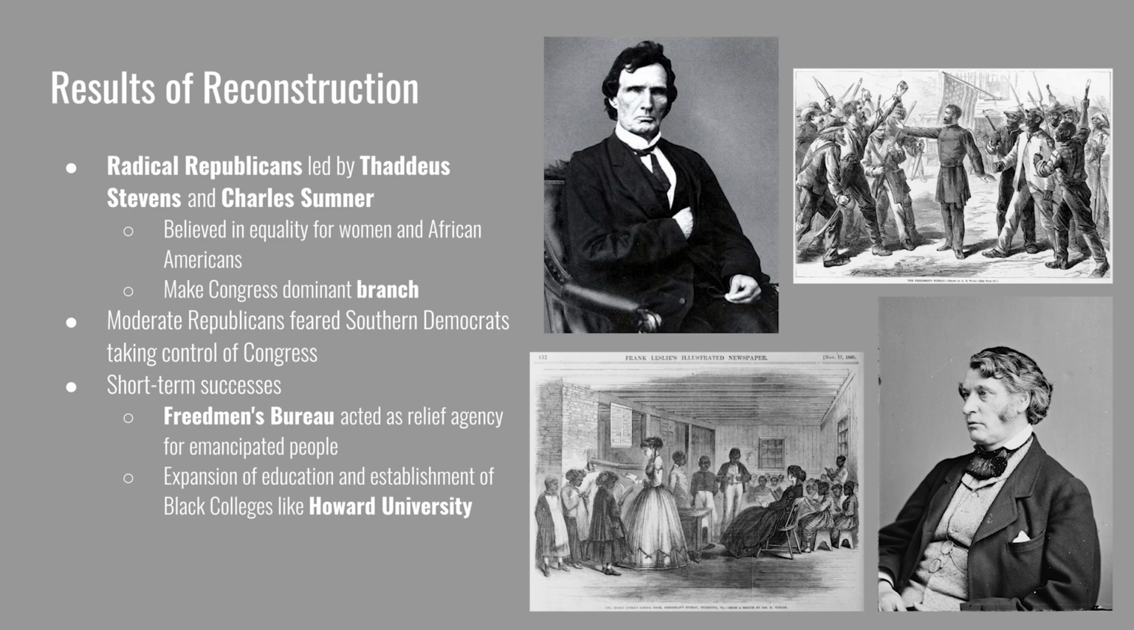That means that they have a veto-proof majority that can pass any legislation whether or not the president wants to sign it. There's also moderate Republicans in Congress, but they are going to go with the flow of the radical Republicans. They fear that the Southern Democrats could take control of Congress if they don't make the laws that protect the voting rights of African Americans that live in the South.